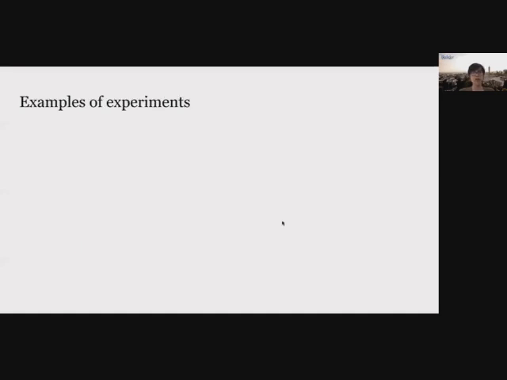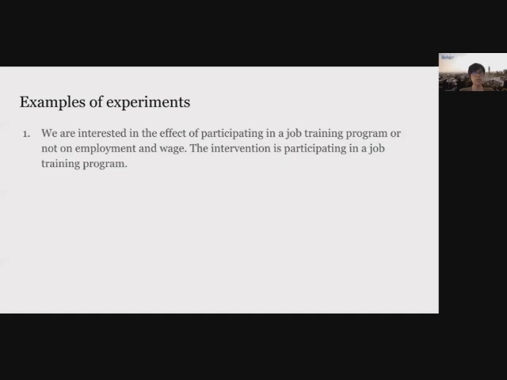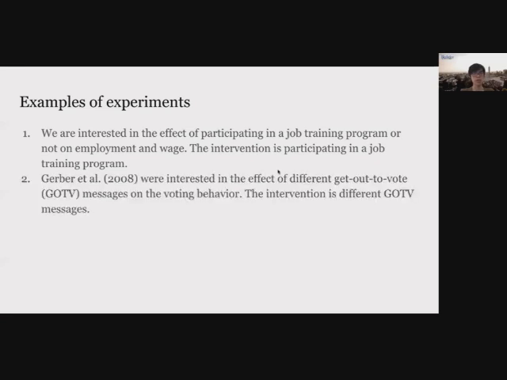All right, so now to give you some more intuition, let's see some examples of experiments that people actually have done, or some ideas of possible experiments. This was the experiment that actually was done. People were interested in the effects of job training programs on employment and wage. Here, the treatment or the intervention was whether or not a person was able to participate in a job training program. Participation in the program was randomized.